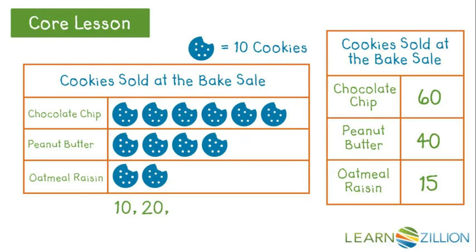Another thing that is important to know about a picture graph is you could use half of a shape. A half shape would represent half of the number on the key. Since we know 5 plus 5 equals 10, we think half of 10 is 5. So to show 15 cookies sold, we need to think 10 plus 5 equals 15. Our graph is now complete.